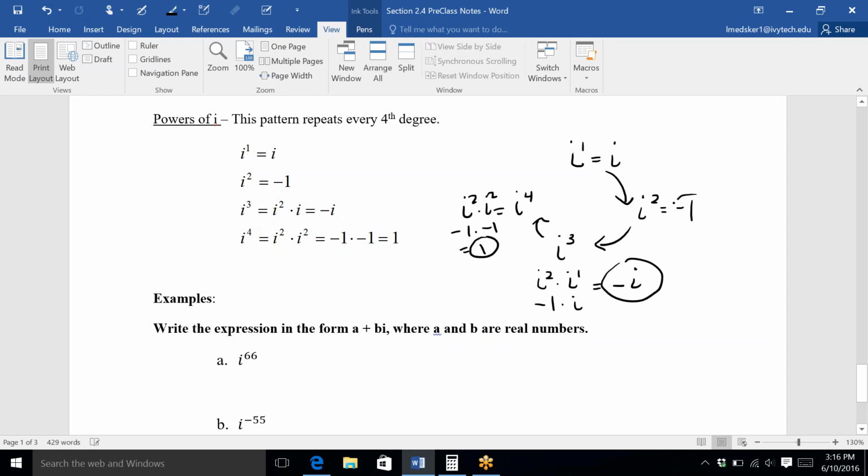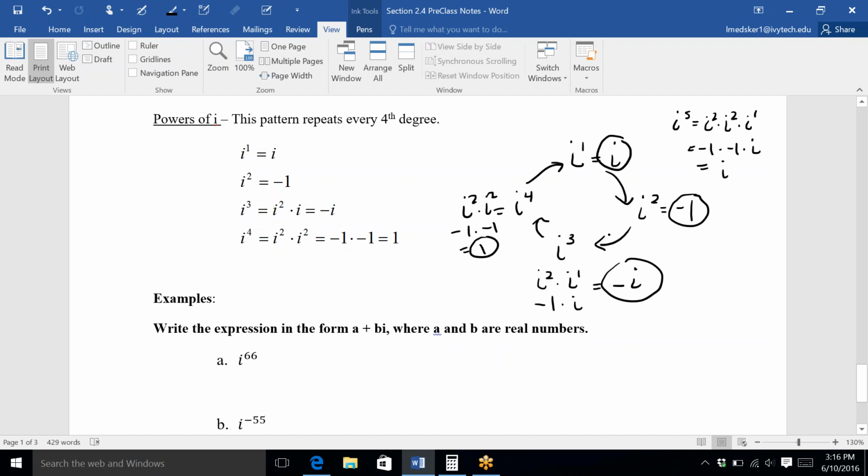Now the cool thing is, when you get back to i to the fifth, it ends up being the same thing as i to the first. Let me show you that. i to the fifth is i squared, another i squared to make 4, and an i to the first. This is negative 1 times negative 1 times i. Negative times negative is positive, so it's just i. So if you did i to the sixth, it would be negative 1. i to the seventh is negative i, i to the eighth is positive 1. It just cycles over and over again.